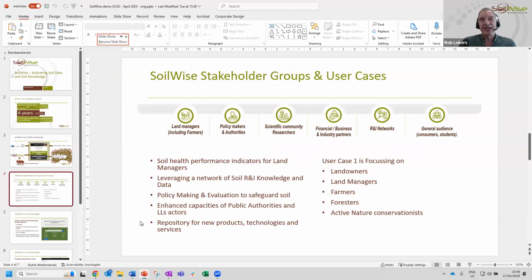Like I said, the user case is focusing on land managers, landowners, farmers, foresters, everybody who in their practice has to do with soil and soil quality. I think we have somebody with a microphone on.